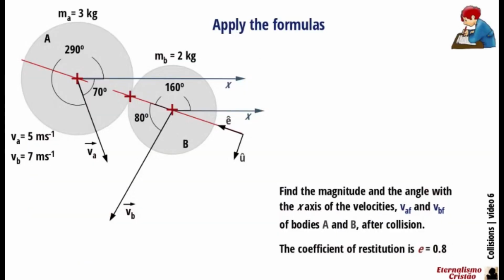Let's use the formulas we just learned. Find the magnitude and the angle with the x-axis of the velocities, VA final, and VB final, of bodies A and B, after collision. In the drawing, you have all the information you need. The coefficient of restitution is E equals 0.8.